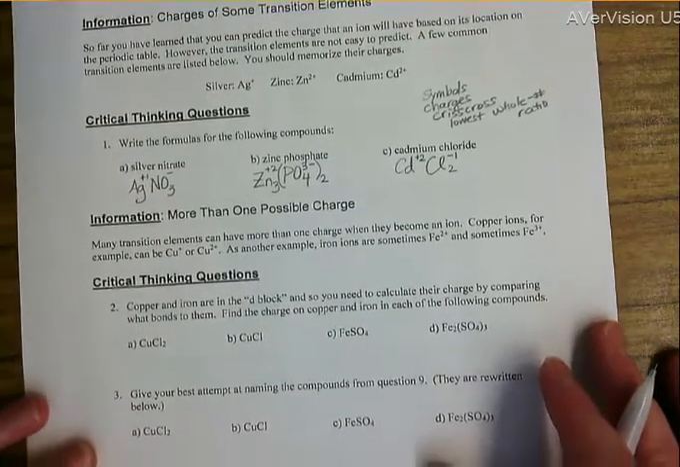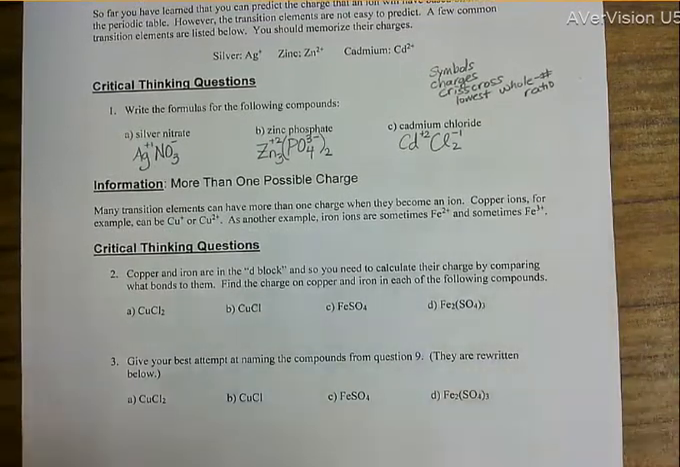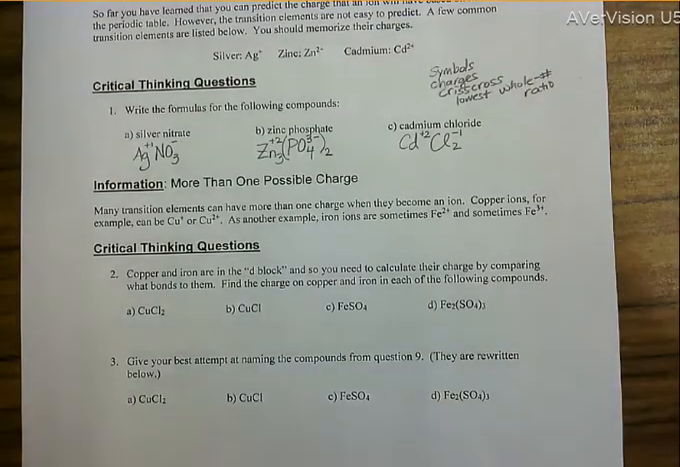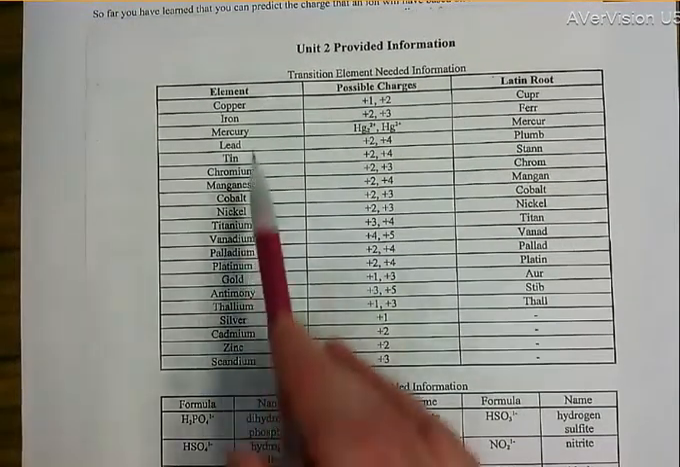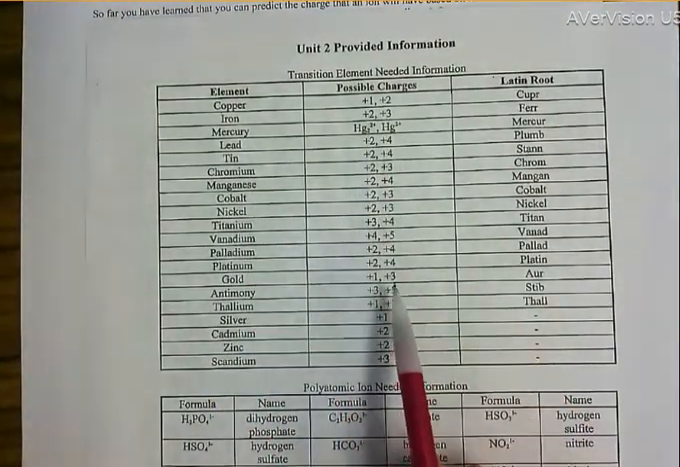Information, more than one possible charge. Many transition elements can have more than one charge when they become an ion. Copper ions, for example, can be Cu+ or Cu2+. As another example, iron ions are sometimes Fe2+ and sometimes Fe3+. Again, I give you this information on your helper sheet, right? That's what this information is. Here are the elements, here are their possible charges.